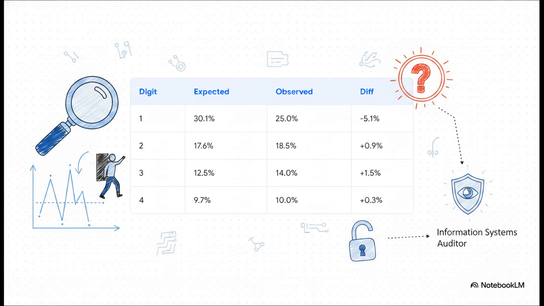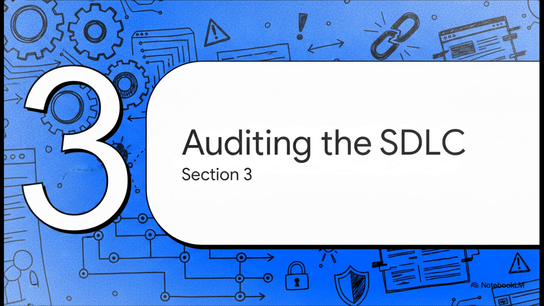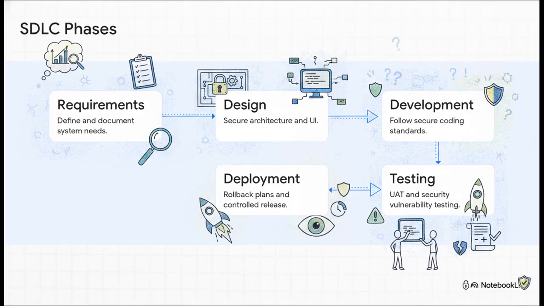That missing 5% tells our digital detective exactly where to start digging. All right, Section 3, Auditing the System Lifecycle. Let's pivot for a second from analyzing data to looking at the actual blueprints of the systems themselves. Why? Because a badly deployed system can honestly be just as dangerous to an organization as active, intentional financial fraud.